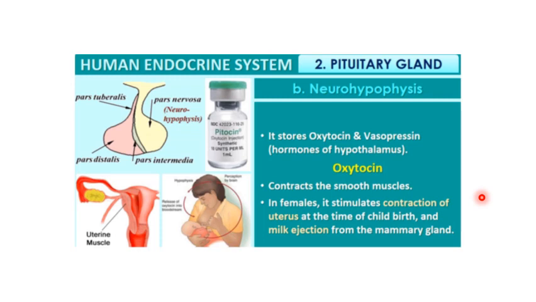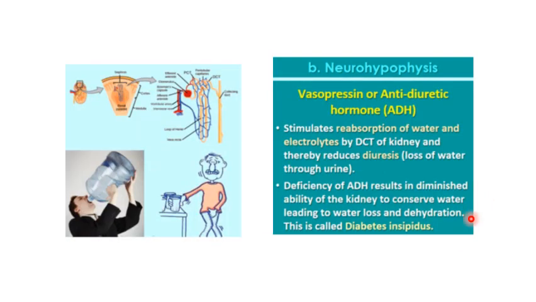The neurohypophysis stores oxytocin and vasopressin. Oxytocin contracts the smooth muscles. In females, it stimulates the contraction of the uterus at the time of childbirth and milk ejection from the mammary glands. Vasopressin or antidiuretic hormone stimulates the reabsorption of water and electrolytes by the DCT of the kidney, that is the distal convoluted tubule, and thereby reduces diuresis, that is loss of water through urine. Deficiency of ADH results in diminished ability of the kidney to conserve water, leading to water loss and dehydration. This is called diabetes insipidus.